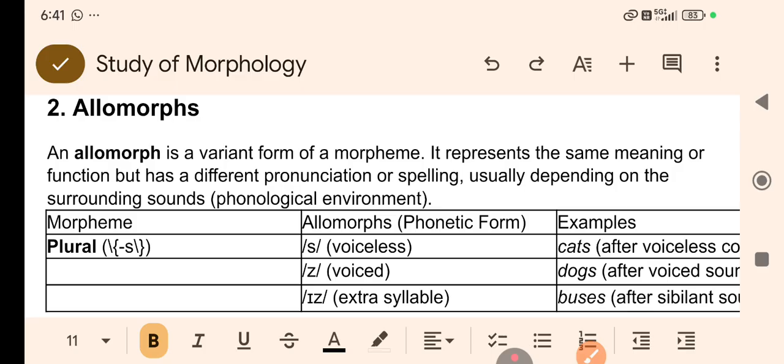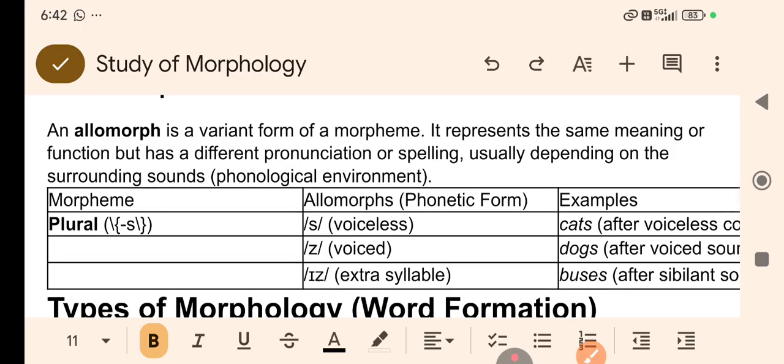So that was the allophone. When we speak something, that sound changes. The same morpheme changes its sound, but the meaning does not change. That is called allophone. Now come to the allomorph.